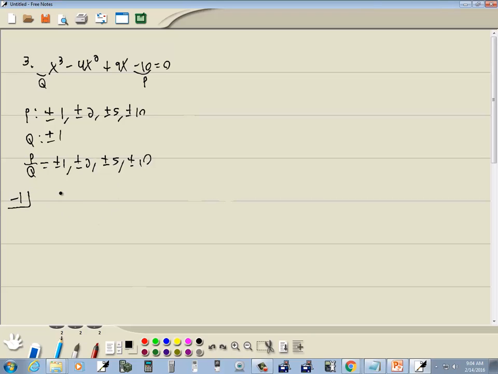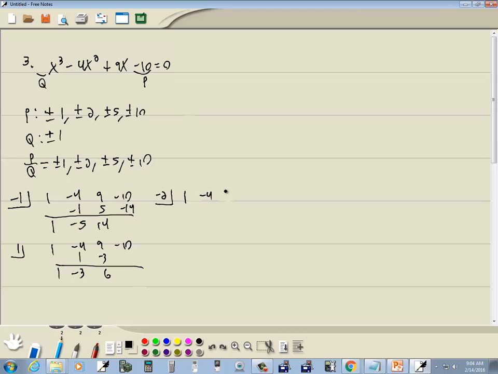Okay, so let's start plugging in values. So we'll add, multiply, add, multiply, add. And at some point, when you realize it's not going to work, you don't need to go any further on that one. So let's try 1. Add, multiply, add, and that's not going to work. Next one is negative 2. Add, multiply, that's not going to work.